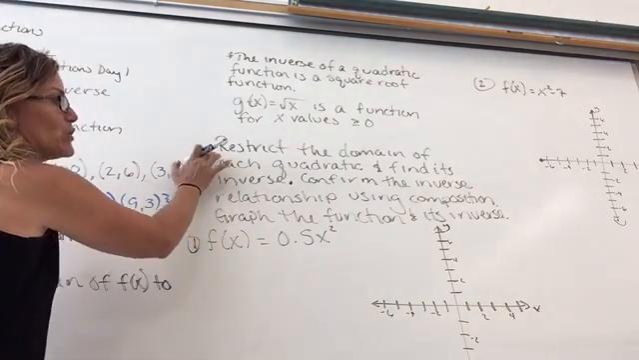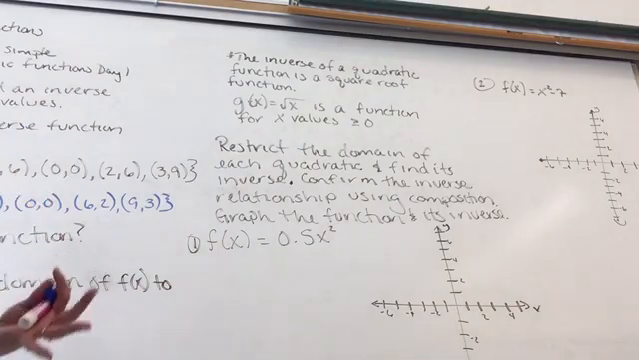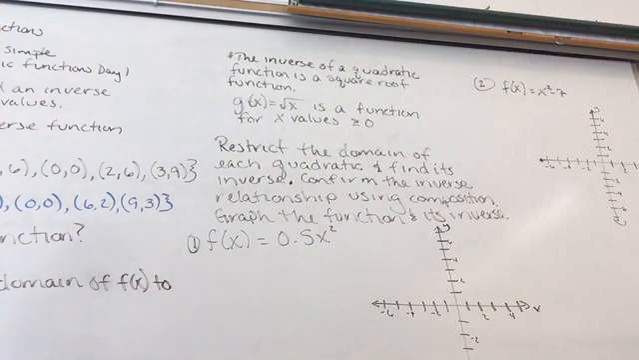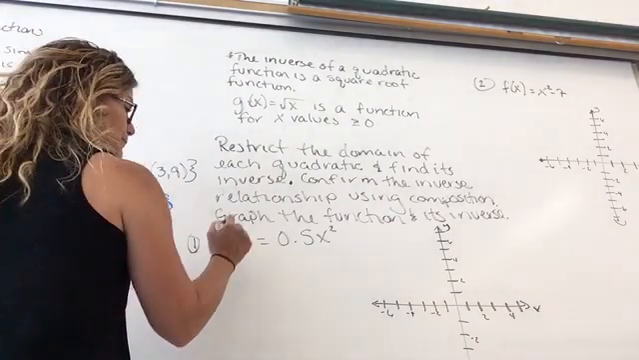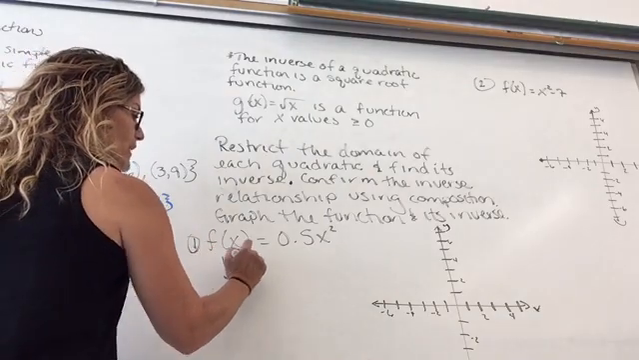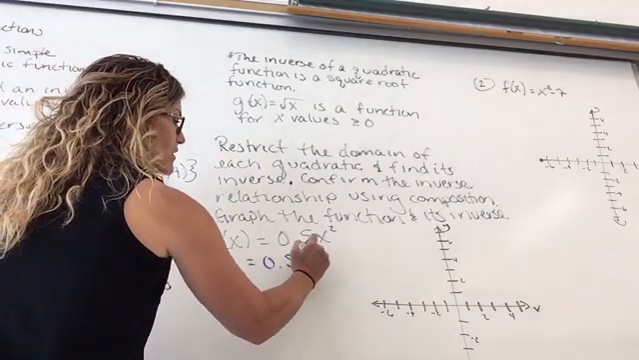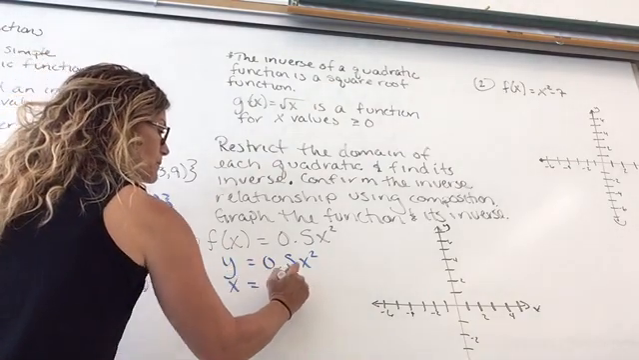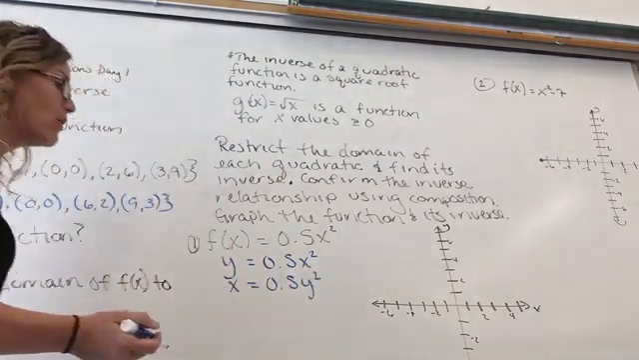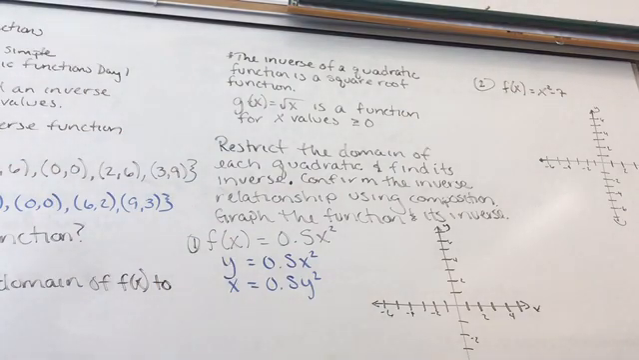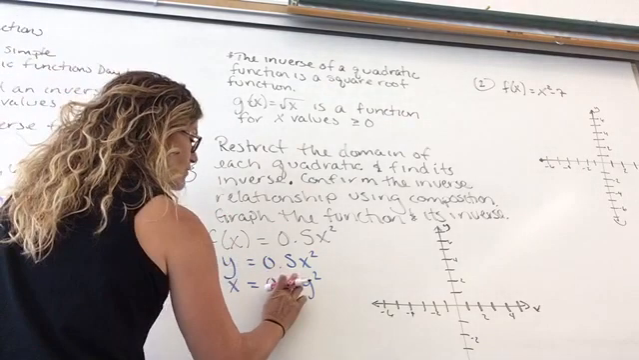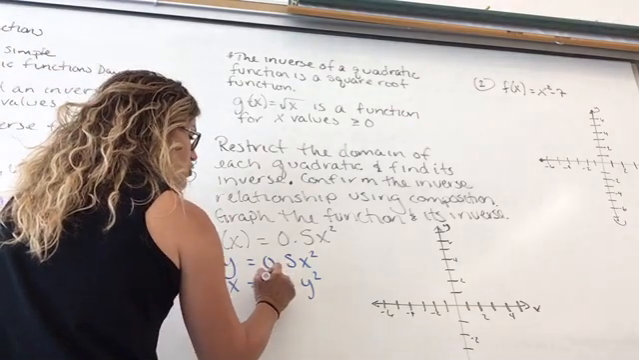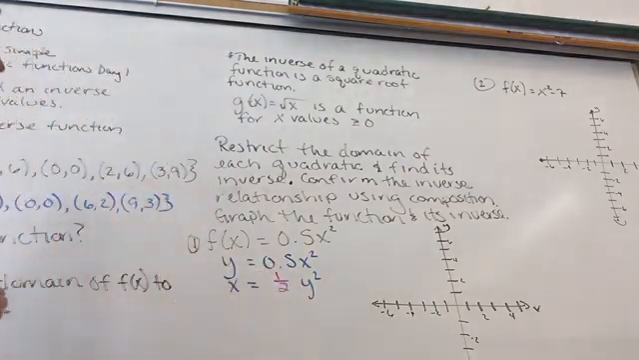I like to restrict the domain at the end and find the inverse first, and I'll show you why in just a second. To find the inverse, we're going to write this as 0.5x squared. Then I'm going to flip my x and y, and solve this for y. Here's the other thing: I don't like dealing with fractions or decimals and dividing by decimals. I think it's easier when you divide by fractions, so I'm going to change that 0.5 to 1/2.